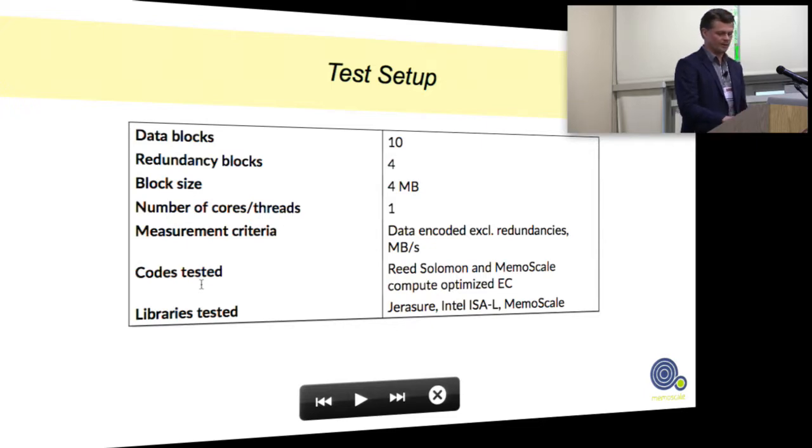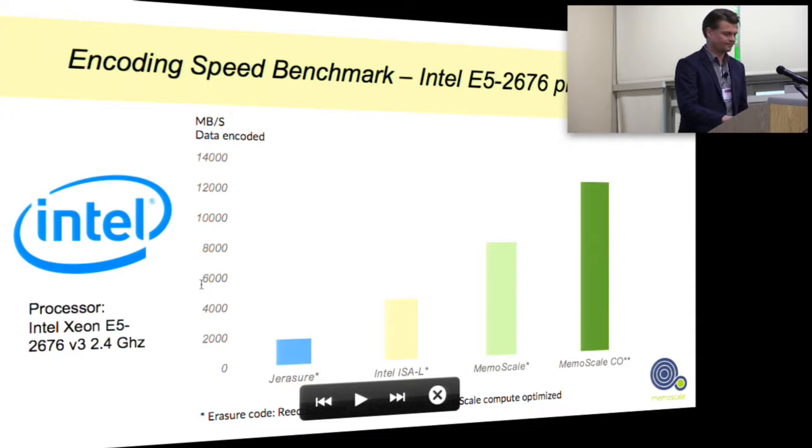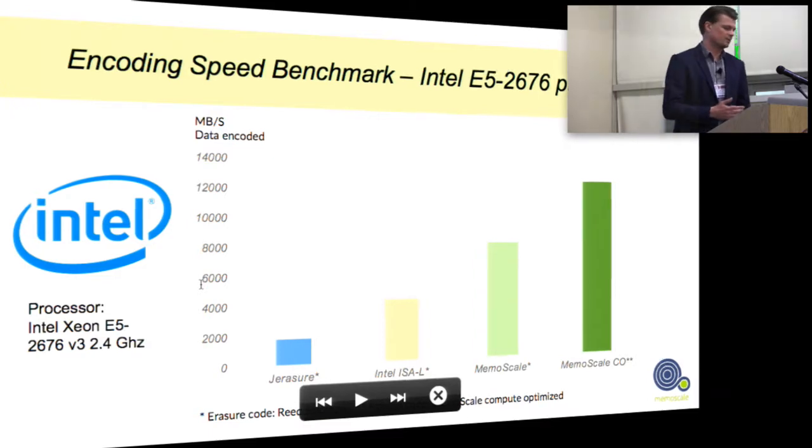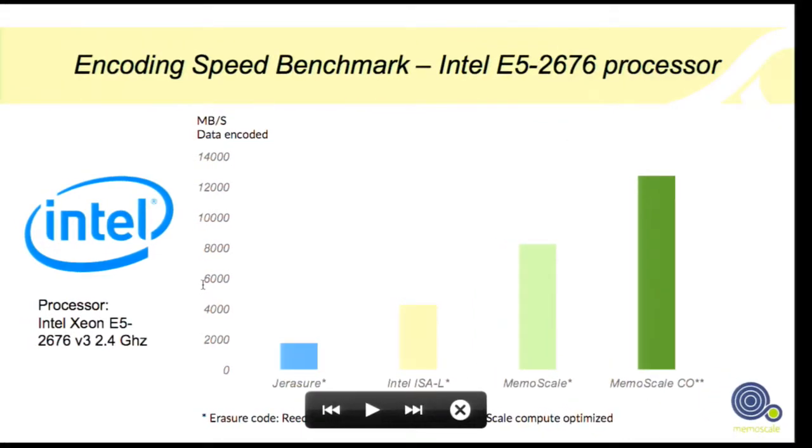First, we have the Intel processor. For this one, we saw that with Jerasure, we were able to get 2 gigabytes per second in encoding speed. With the Intel ISA library, it was about 4 gigabytes per second. And we were able to double that up to 8 gigabytes with our Reed-Solomon implementation. And then we also have results for this compute-optimized code, where we are approaching 13 gigabytes per second per core.